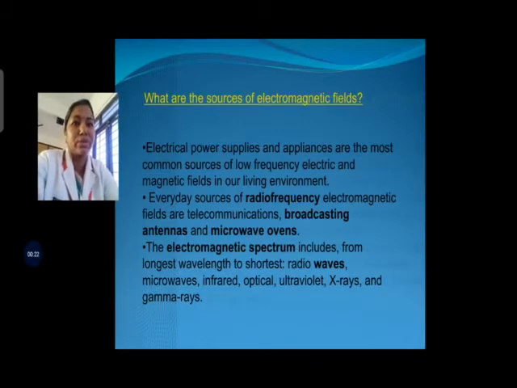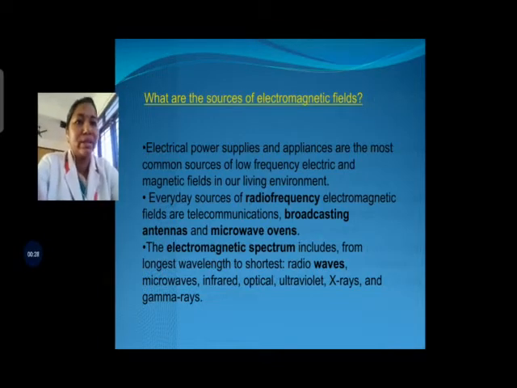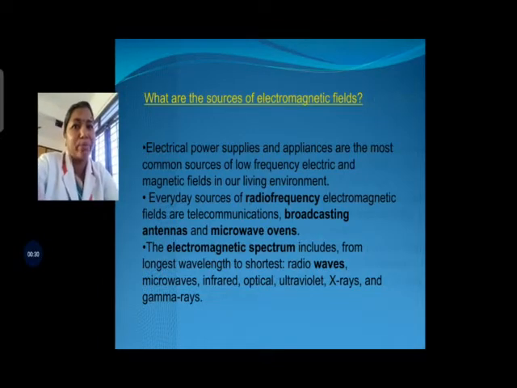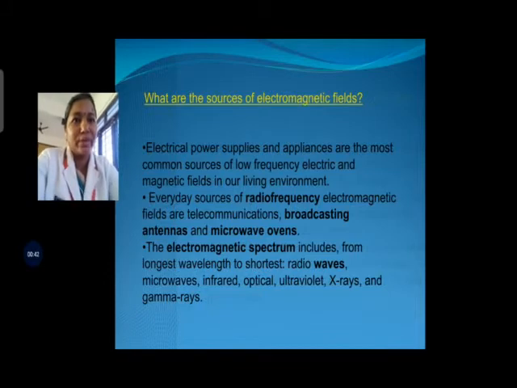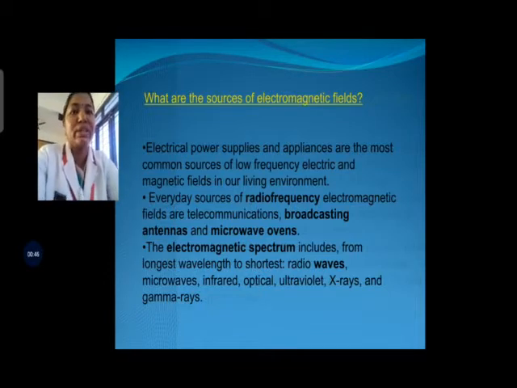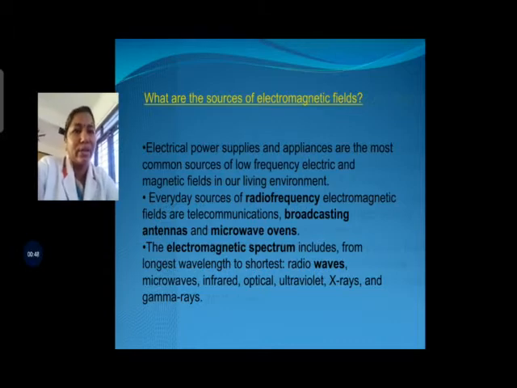What are the sources of electromagnetic field? In our home, we are using home appliances. So each and every appliance has some electromagnetic field, like jacket, fridge, washing machine, whatever we have, everything. You have to take even mobile phones, TV, everything will have electromagnetic fields.